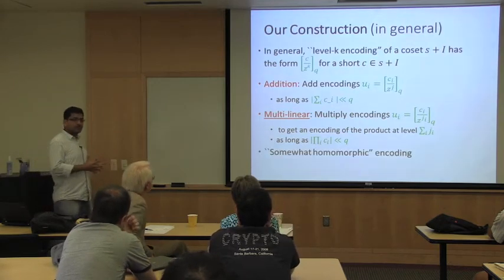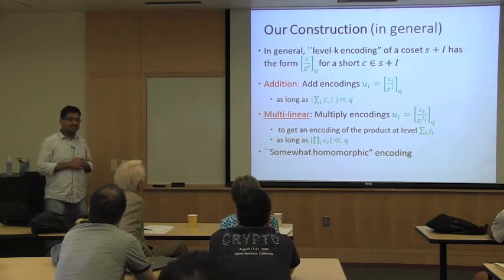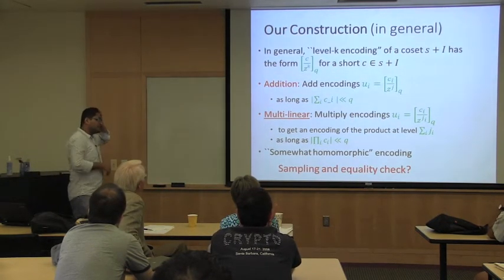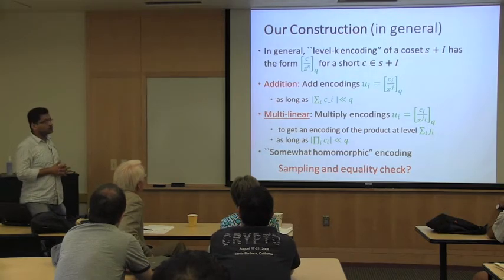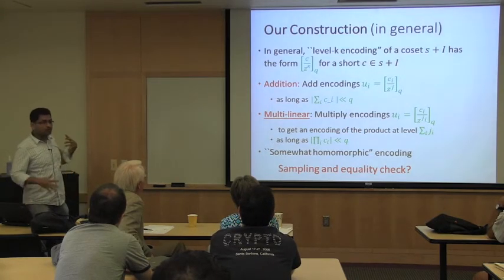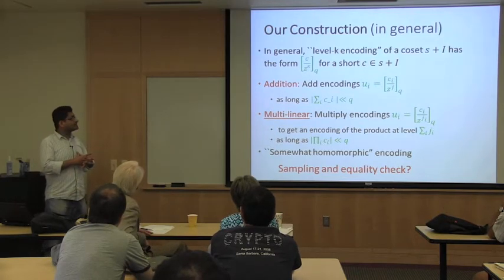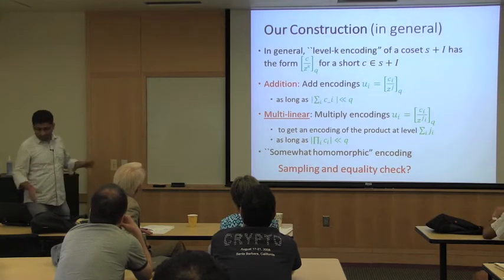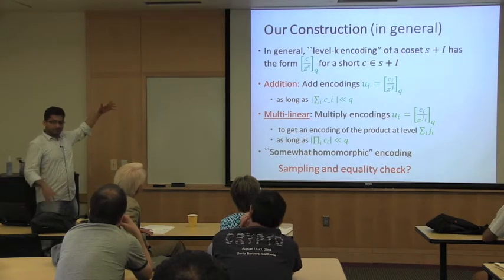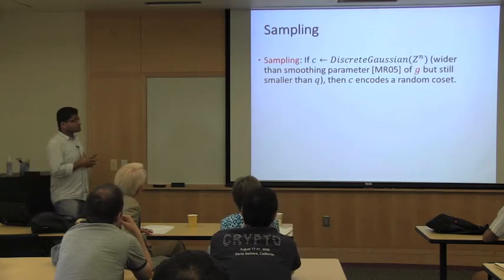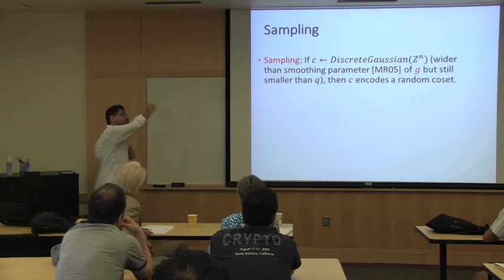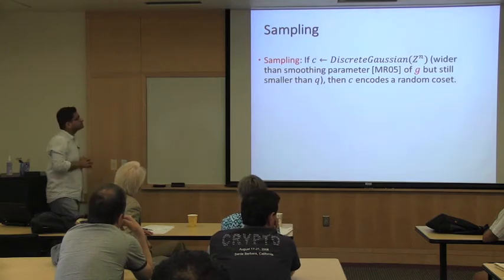Okay, so this is like a somewhat homomorphic encoding. You can go to the level that you want, and what I haven't told you is how to sample, which gets back to the earlier question, and how to do the equality check. You want to be able to do an equality check at the last level, the nth level, and you want to be able to sample at the 0th level. If you want to check equality earlier, you can always go to the last level and check equality there. There will be a procedure to do that.